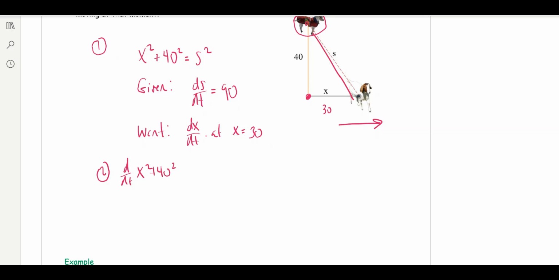Okay, step 2, d/dt of x squared plus 40 squared. I'm just going to leave 40 squared as it is for now. There's no reason to evaluate it. That's d/dt of s squared. So 2x dx/dt. Sure enough, the derivative of 40 squared is 0. It's a constant, so I don't even need that. That's 2s ds/dt. So for dx/dt, the 2's cancel. Cancel the 2's, not the s. So dx/dt is s over x ds/dt.